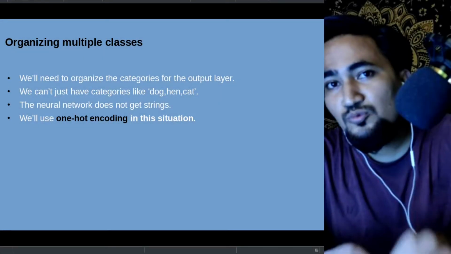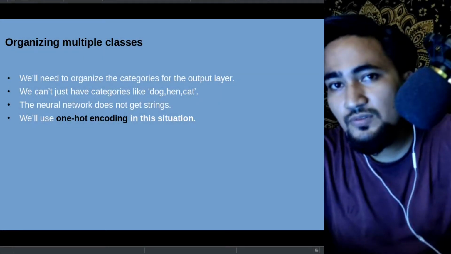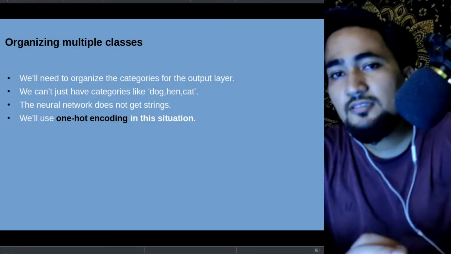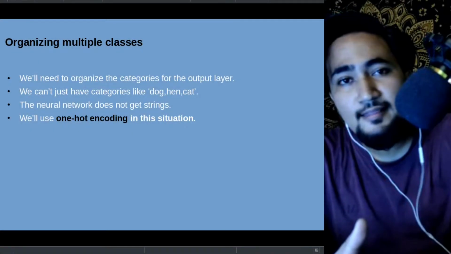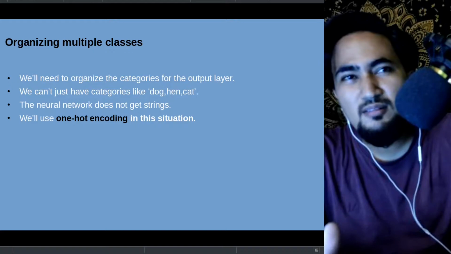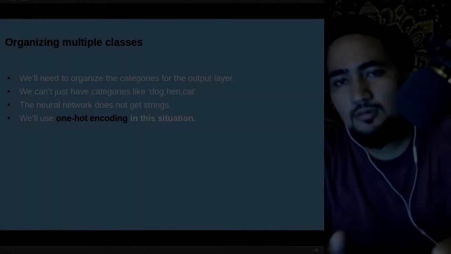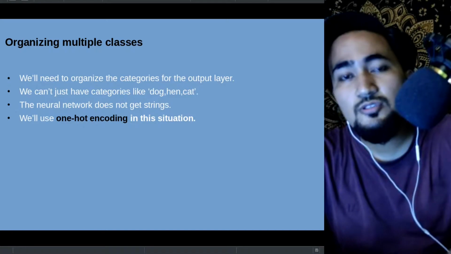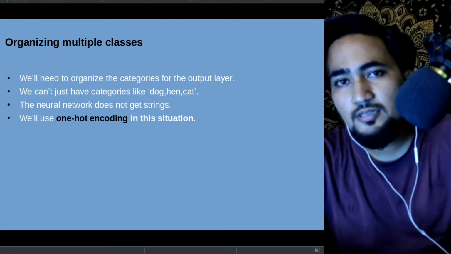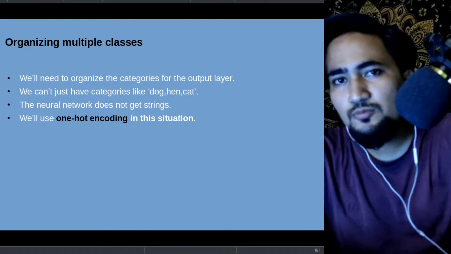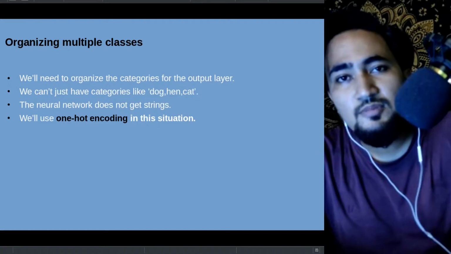Moving on, we'll need to organize the categories for the hidden layer. We cannot just have categories like cat, hen, dog, mobile phone and other strings. The neural network does not understand string values, so we want to convert those string values into binary values, that is 0 or 1. For that we'll use the one-hot encoding system in this situation.